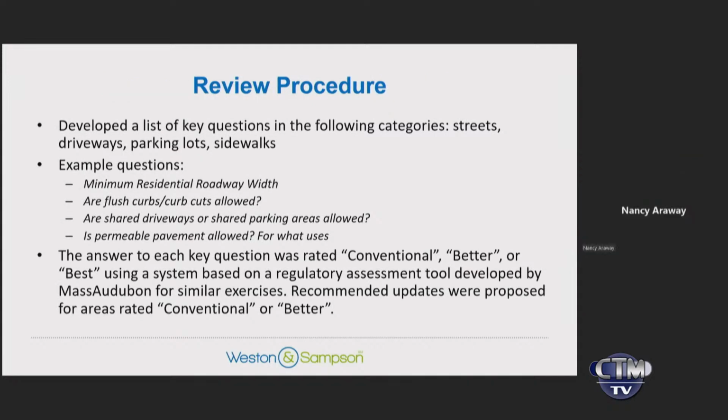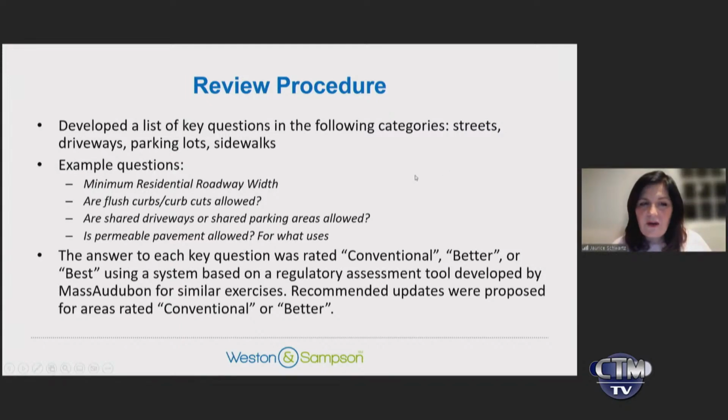We developed a list of key questions in the categories of streets, driveways, parking lots, and sidewalks. Again, all items that relate to impervious cover. There were a number of questions that were posed. If you've read the report, there's an accompanying matrix as part of that, where we looked at different key questions relating to minimum residential roadway width.